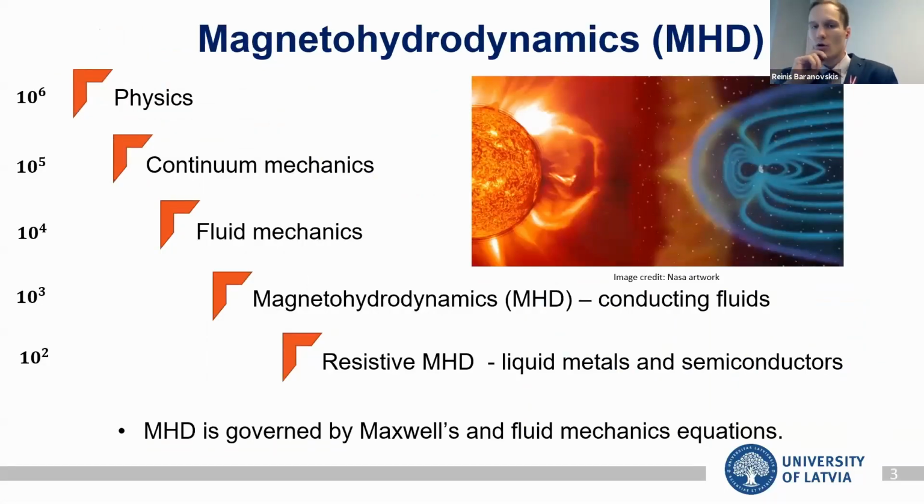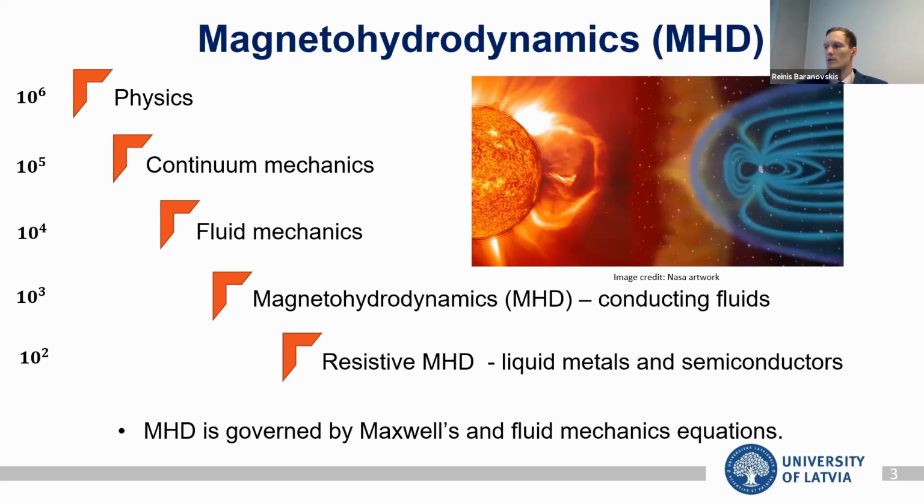So, in the whole big world of physics, magnetohydrodynamics is a very specific niche. If we take in the world, there are about 1 million physicists, active ones. And then when we go all the way to the subfields of continuum mechanics, fluid mechanics, we find magnetohydrodynamics that deal with conductive fluids. But most of the research there is about plasma physics, and we are in the smallest subfield, which we call resistive MHD, which deals with liquid metals and semiconductors and how these electromagnetic fields interact with this conductive media.